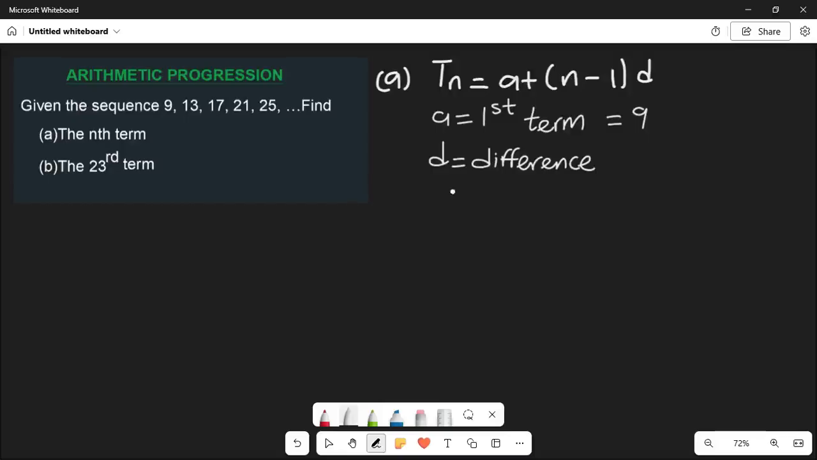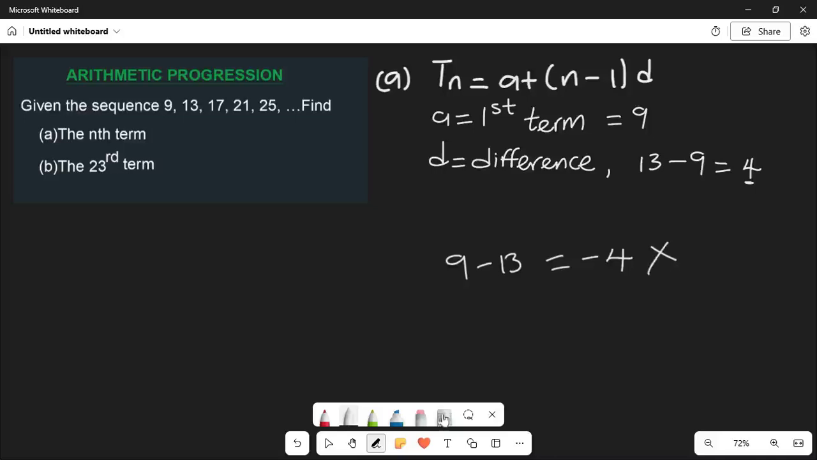And to look for the difference, you pick two consecutive numbers. For instance, here we have 9 and 13. So the difference here is equal to 13 minus 9, and that will give us 4. Please, it is not the same thing as 9 minus 13. If you are doing 9 minus 13, you are going to get minus 4, which is wrong.